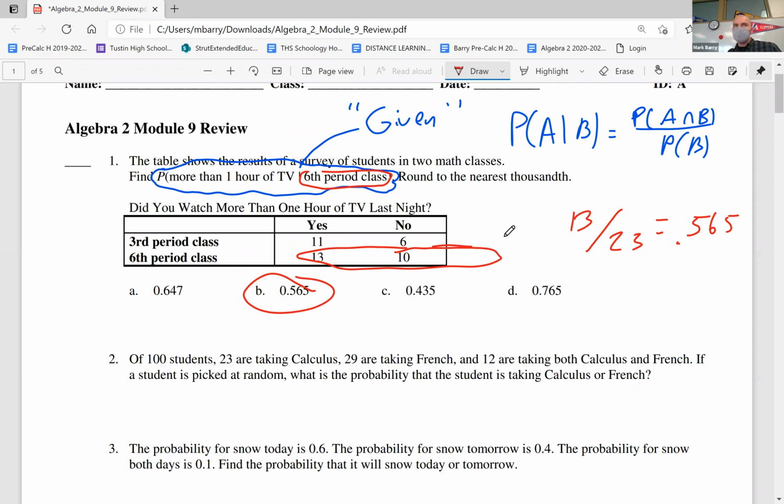All right. If it's multiple choice, you don't have to worry about rounding. It'll be obvious which one is the correct one, so I wouldn't stress about rounding on a multiple choice.